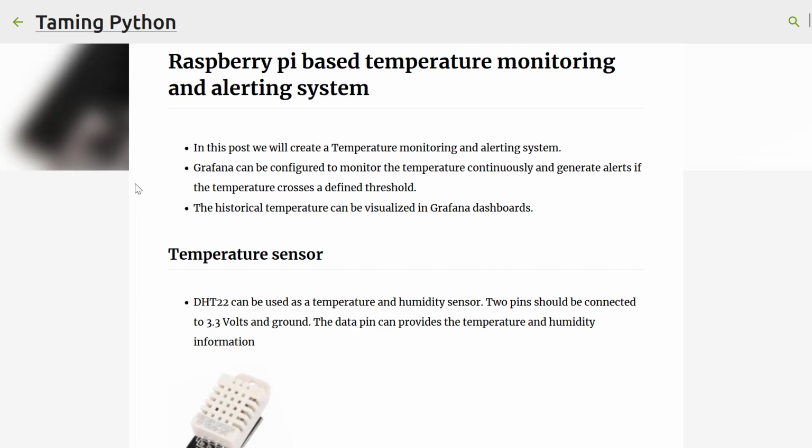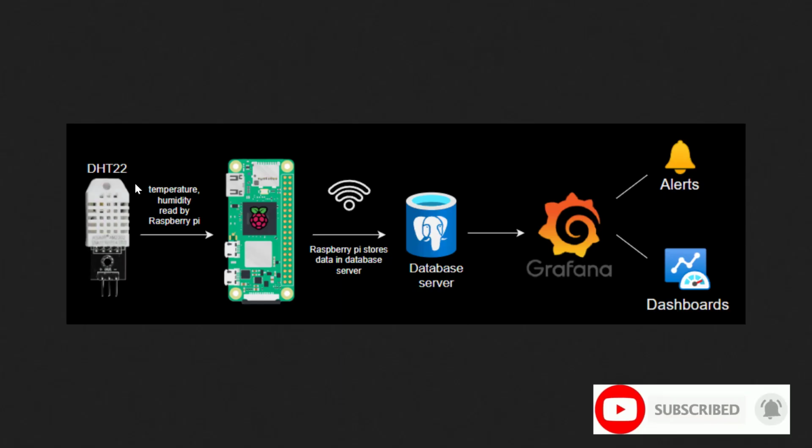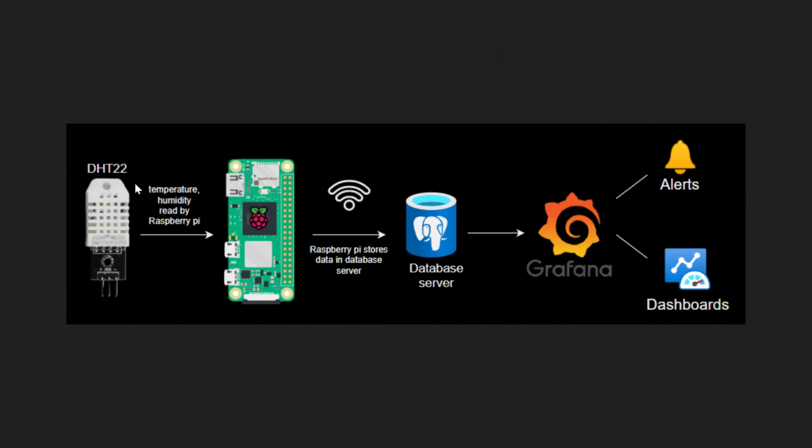Hi friends, in this video we're going to talk about creating a temperature monitoring and alerting system using Raspberry Pi and a DHT22 temperature and humidity sensor. We're going to create a data pipeline where Raspberry Pi will continuously sample the temperature and humidity data from a DHT22 sensor and store it continuously in a database.